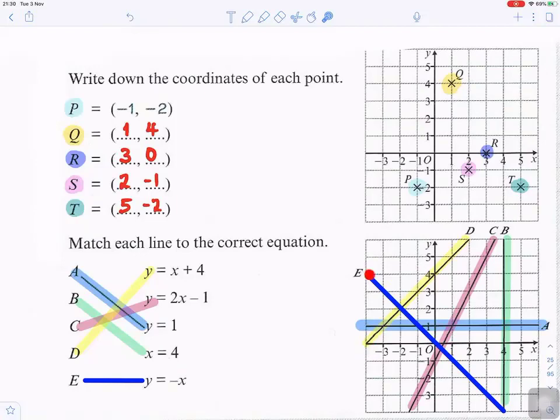And the last line, line E, the thick blue line, is y equals -x. If you put 0 for x, y is 0. If you put 1 for x, y will be -1. If you put 2 for x, y will be -2. If you put 3 for x, y is -3. If you put -1 for x, y will be -(-1), which is +1. If you put -2 for x, y will be +2. So line E is y equals -x.